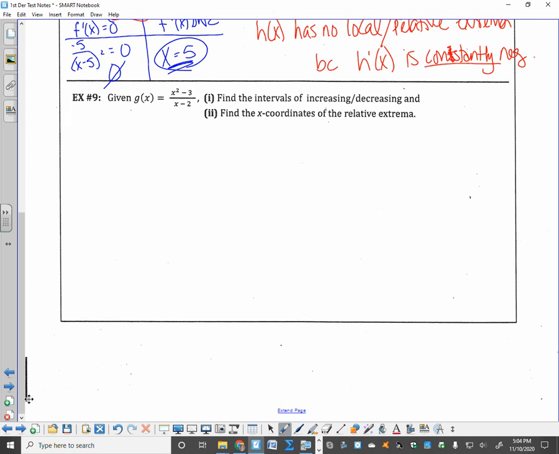All right, last one. Okay, now this one's throwing back a little bit. Find the intervals of increasing and decreasing and find the x-coordinates, so yay, we don't have to go find the y-coordinates, of the relative extrema. Okay, pause me and go.